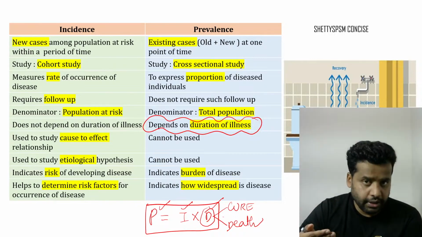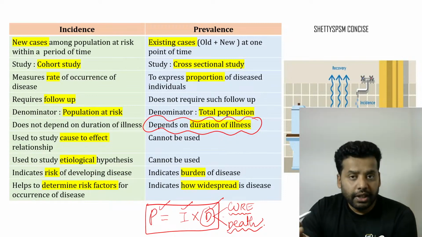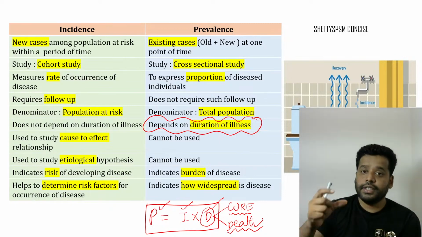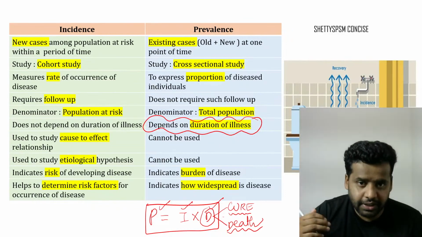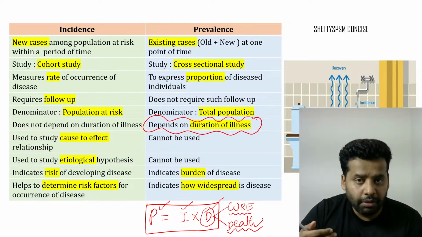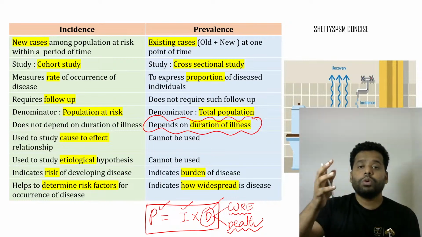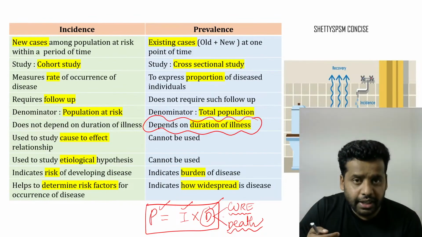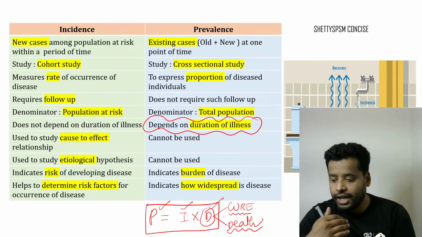Cure and death. If the disease is having more cure or more fatality, the disease is acute illness. Acute illness will be having less prevalence. But what type of illness will be having more prevalence? Long-standing illness. Give some examples for long-standing illness. Yes, correct. Very good. Diabetes. Yes, very good. Hypertension.